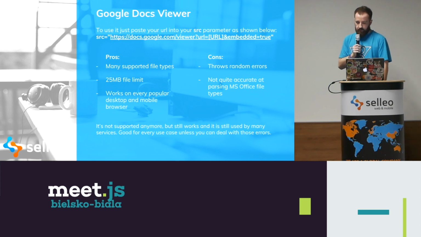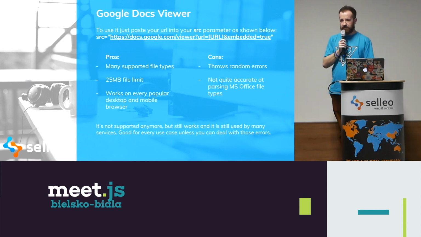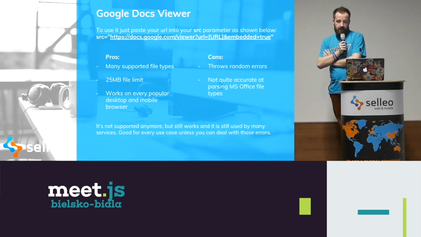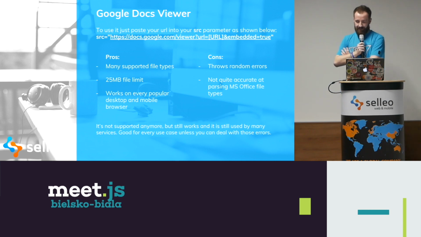Another con is that it's not quite accurate at parsing MS Office files, of course. Yeah, even Google can't understand Microsoft Word. It's similar to when you write your Microsoft Word documents for university or something, and you move your image a few pixels in your document, and it messes up the whole document. Basically, that's what Google Docs Viewer does. Sometimes, not always, Google can handle Microsoft Office.